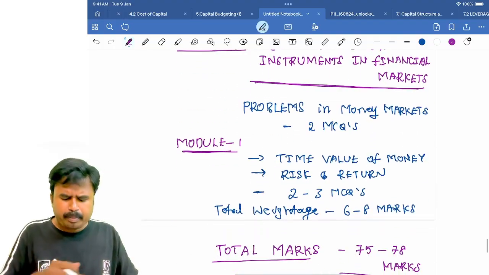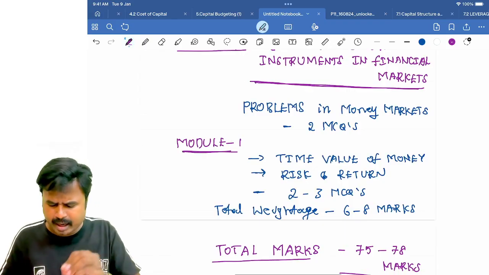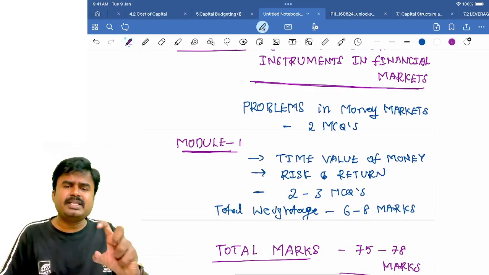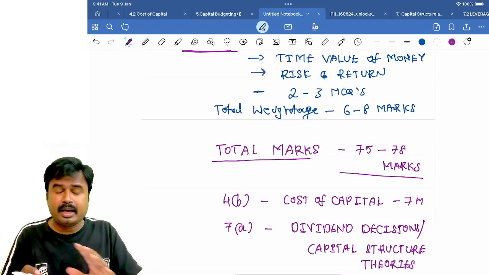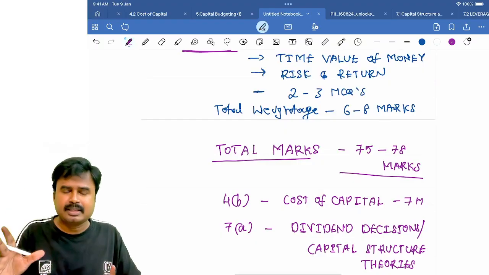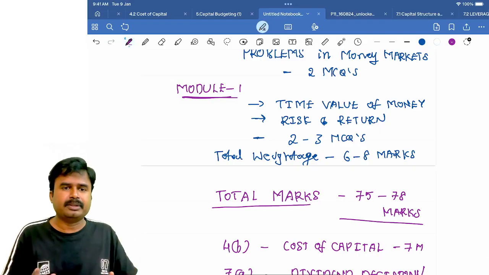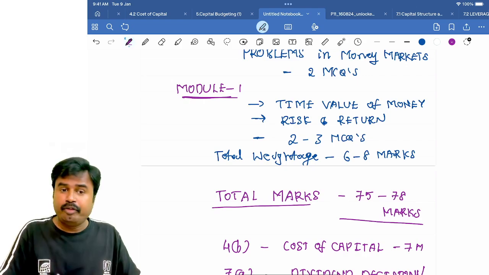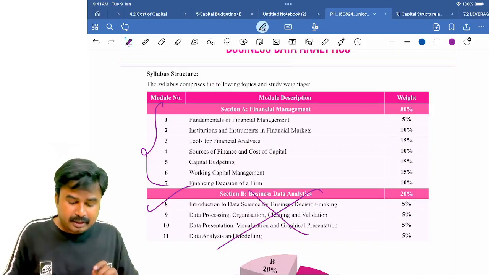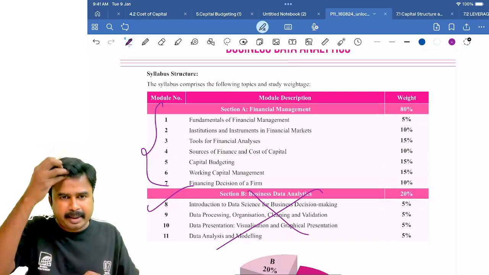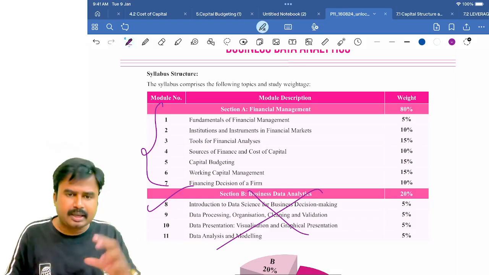Also, please focus on module 1, time value of money and risk and return, which covers 2 to 3 MCQs. By covering these chapters only, you can attempt at least 75 to 78 marks. If you can attempt 75 to 78 marks, you're definitely going to get an exemption in this paper, without preparing business data analytics and without preparing the theory fundamentals in financial management.